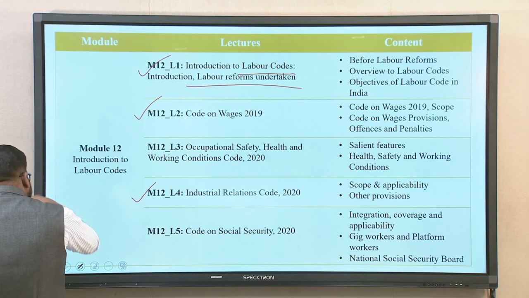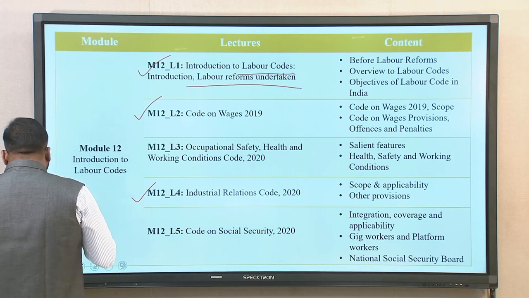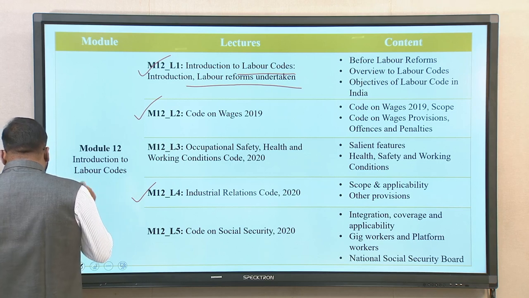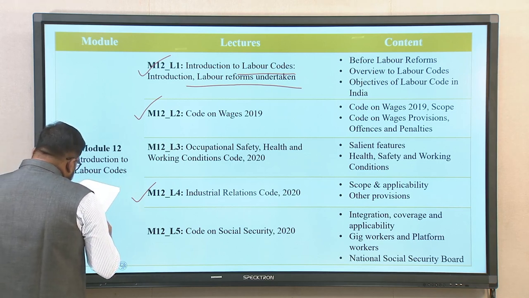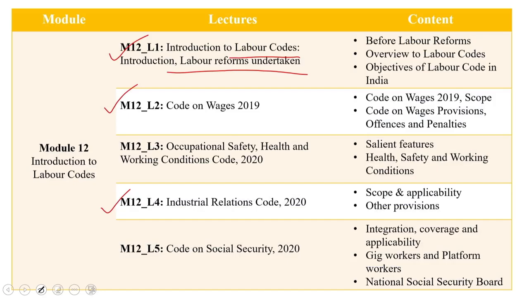And finally, in the last lecture, we looked into the code on Social Security 2020. Please note, the code undertakes integrating most of the labor laws. I think 9 labor laws which we have discussed relating to Social Security, which includes, first, the Employees Compensation Act 1923. Second, the Employees State Insurance Act 1948. Third, the Employees Provident Fund and Miscellaneous Provisions Act 1952. Fourth, the Employment Exchanges Compulsory Notification of Vacancies Act 1959.